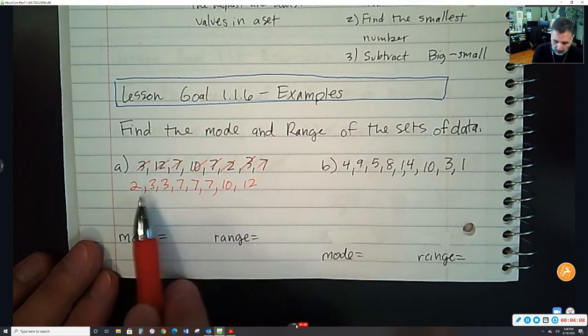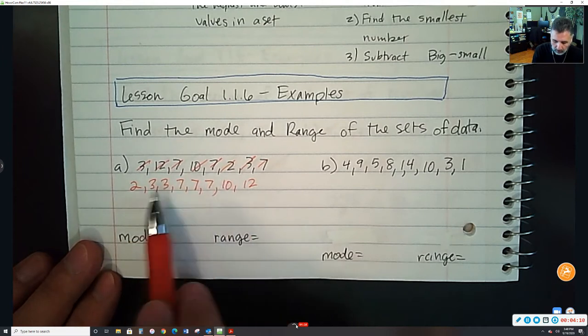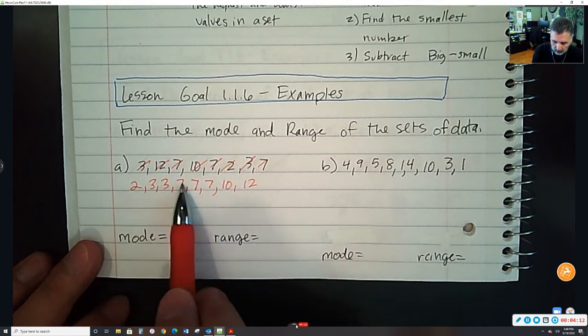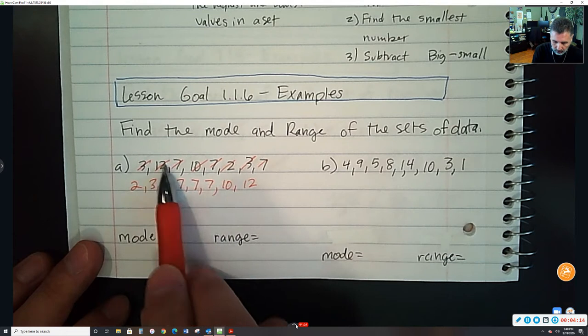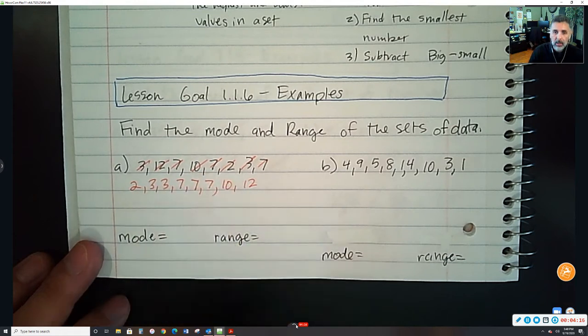But I am going to check them and make sure I have the same amount of numbers in both my lists. 1, 2, 3, 4, 5, 6, 7, 8. 1, 2, 3, 4, 5, 6, 7, 8. Okay, so I did write them all down.